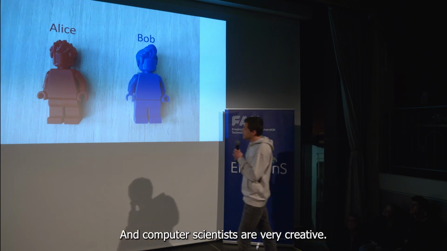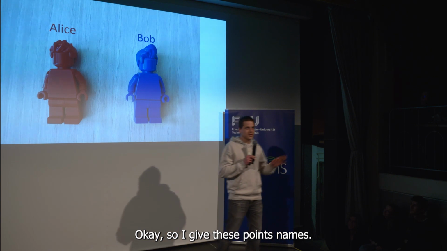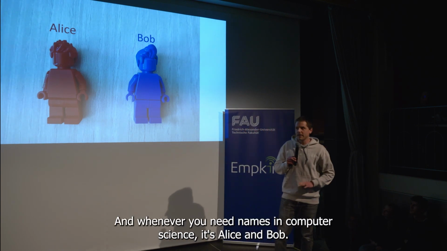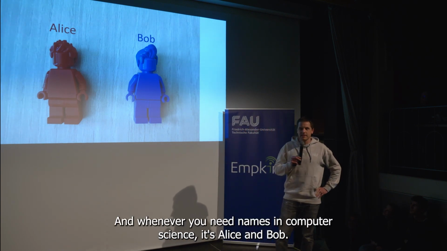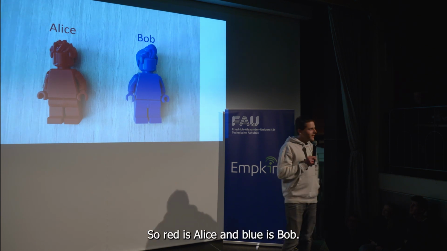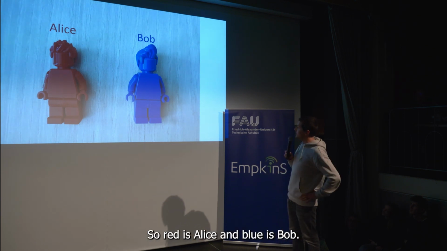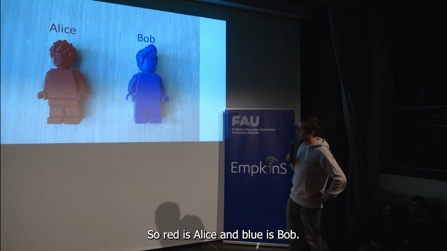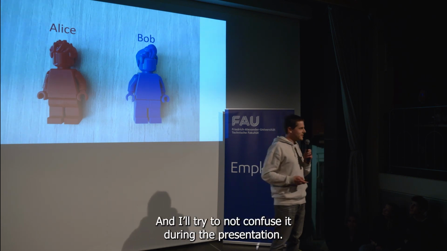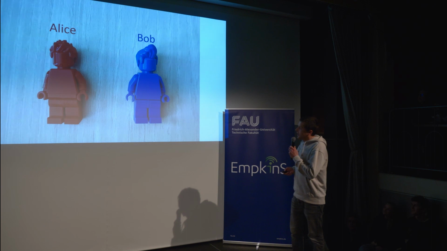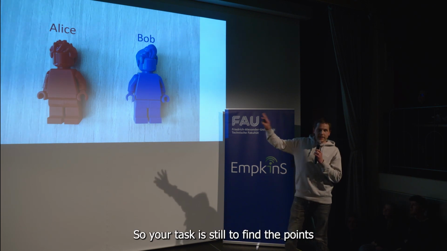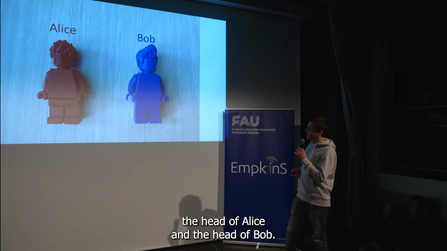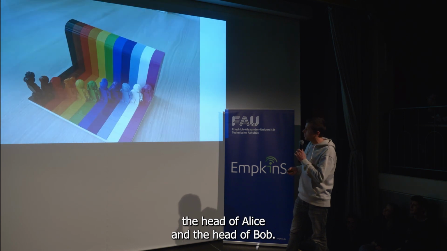And computer scientists are very creative. Okay? So I give these points names. And whenever we need names in computer science, it's Alice and Bob. Okay? So red is Alice and blue is Bob. And I try to not confuse it during the presentation. Okay? So your task is still to find the points, the head of Alice and the head of Bob.